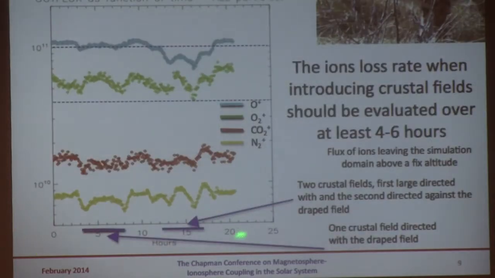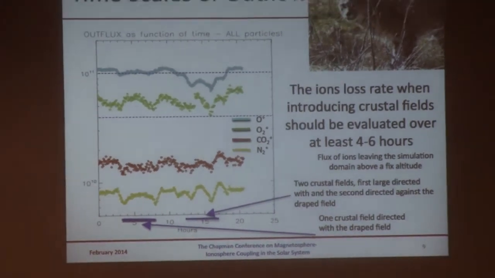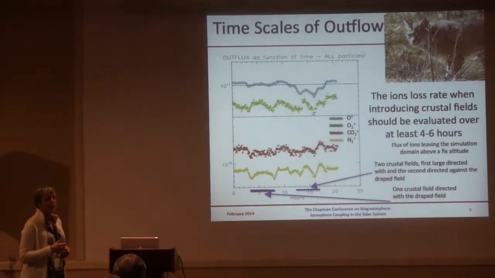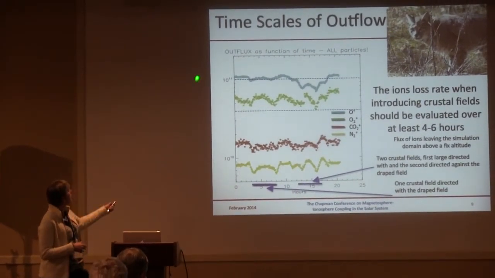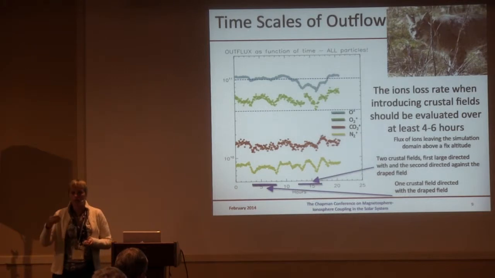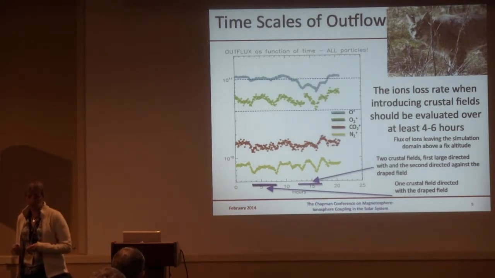This is a 24 hour period where I have been allowing different crustal fields to move in and out of my simulation box, and I have estimated how many ions are escaping. Let's take oxygen here, the loss rate here. And you more or less can guess where I had a crustal field moving into my simulation box.